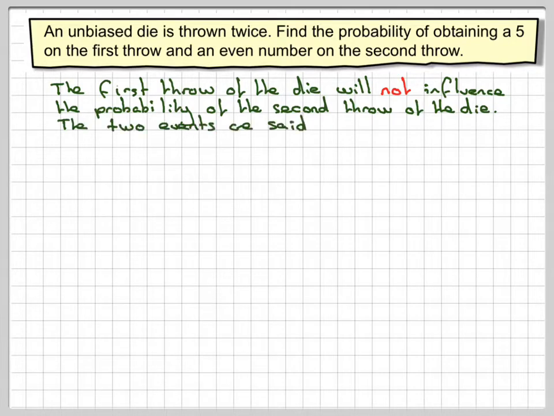The two events are said to be independent, i.e. the first throw and the second throw are independent of each other. There is no effect. What you get on the first die does not affect what you get on the second die.